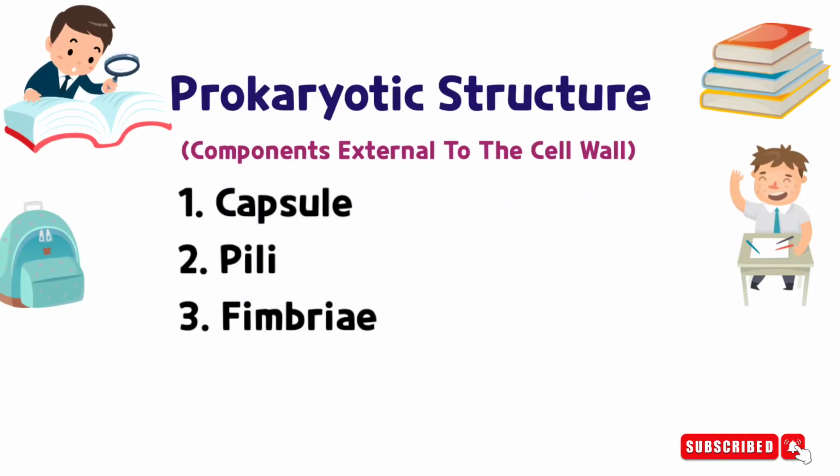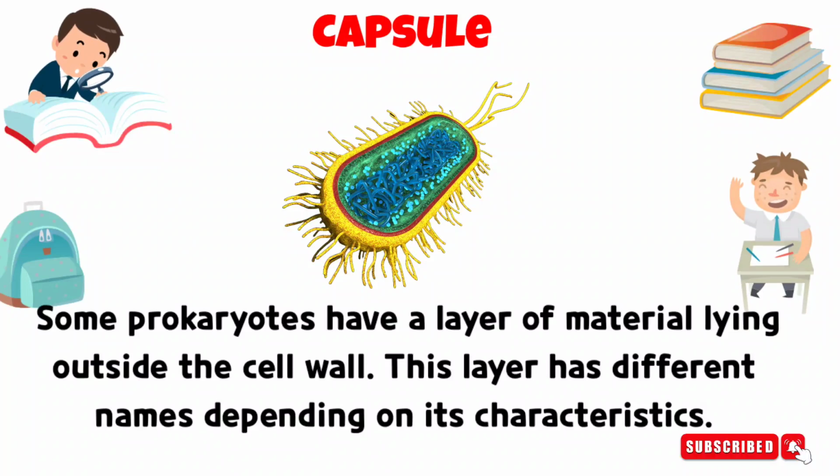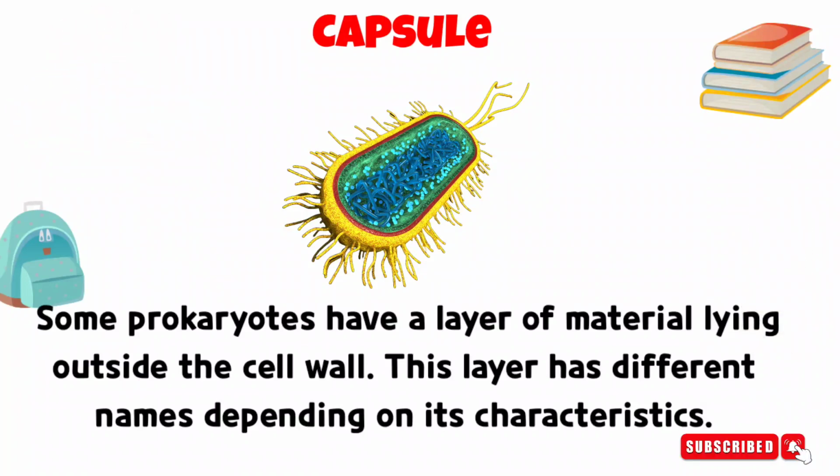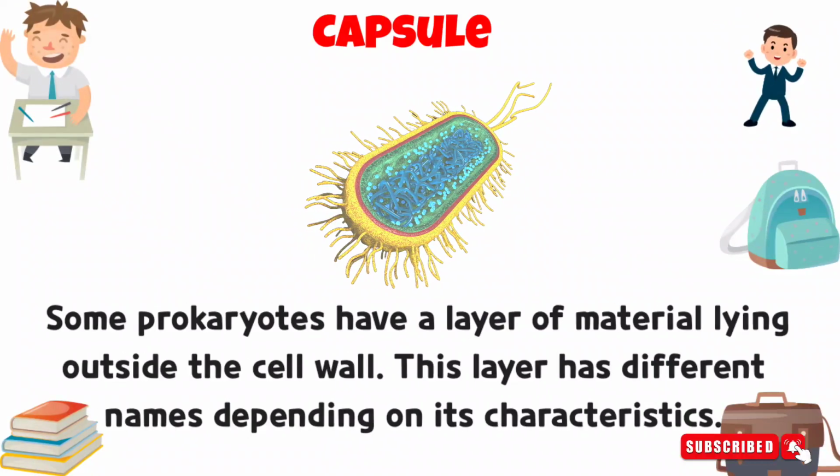Now we learn about Prokaryotic Capsule, Pili and Fimbriae. First coming to the capsule. Some prokaryotes have a layer of material lying outside the cell wall. This layer has different names depending on its characteristic.